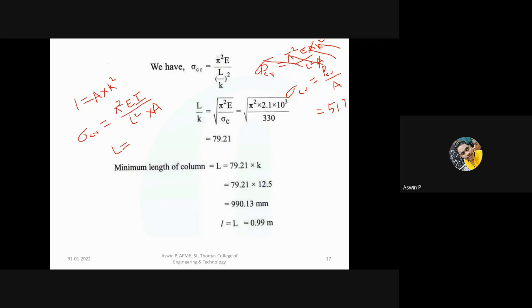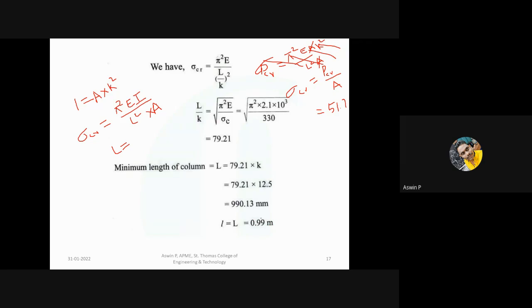Have you got the answer? The 0.99 meter itself. Correct. So if the column length is 0.99 or more, that is above 1 meter, then what is the third term? 0, right? Then 0.99 meter is the minimum length of the column.